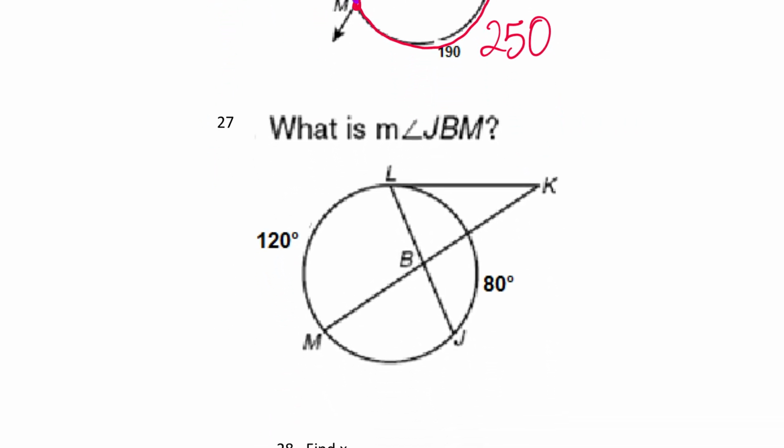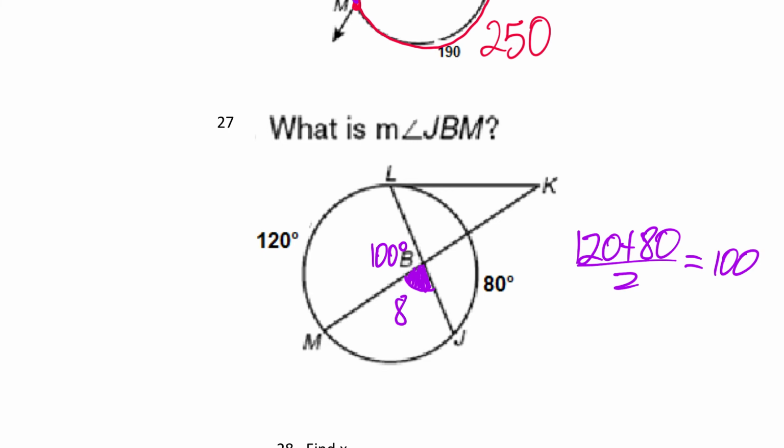Okay, 27, what's the measurement of angle JBM? Okay, so it's looking for this angle. But before we find that angle, we need to find this angle right here where the B is actually at. Okay, so it's this plus this divided by 2. So 120 plus 80 divided by 2 is 100. So that's this angle. So how big is that angle right next to it? It's got to be 80.